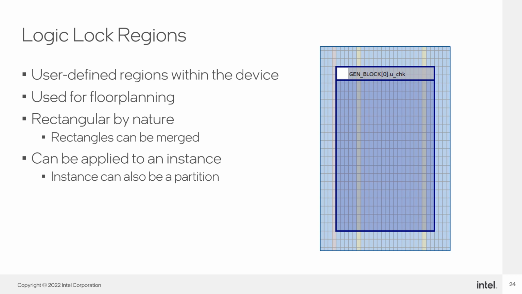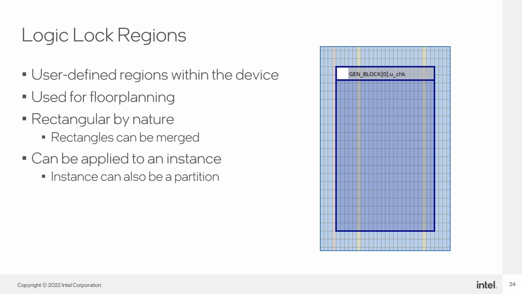Logic lock regions are floor plan location constraints that help you place logic on the target device. When you assign entity instances or nodes to a logic lock region, you direct the fitter to place those entity instances or nodes within the region during fitting. Your floor plan can contain several logic lock regions.